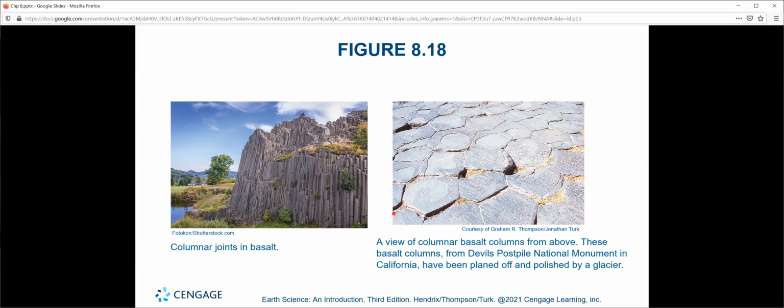Here we have some columnar basalts. These guys are super interesting and super weird to think about, right? You look at that and you're like, okay, that's natural. Give me a break, right? But they are. These columnar basalts, such as the Devil's Postpile National Monument in California, are the result of unique forms of weathering and unique environments around their deposition and subsequent erosion.